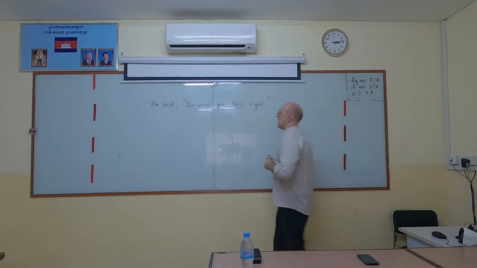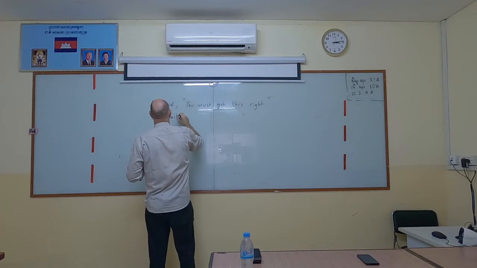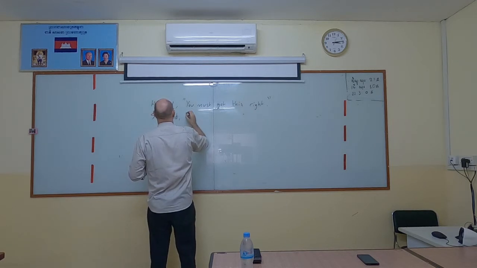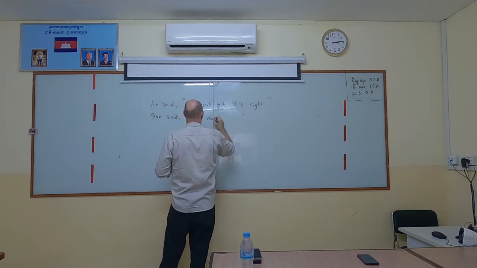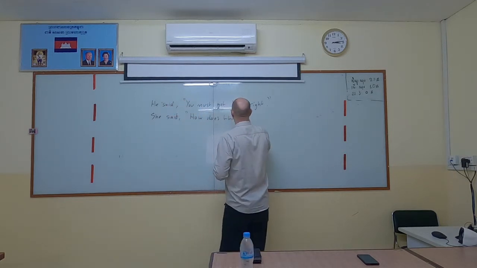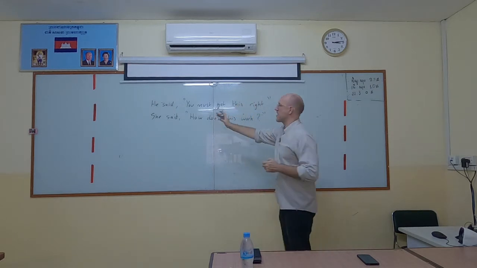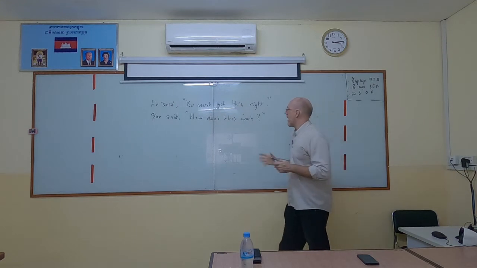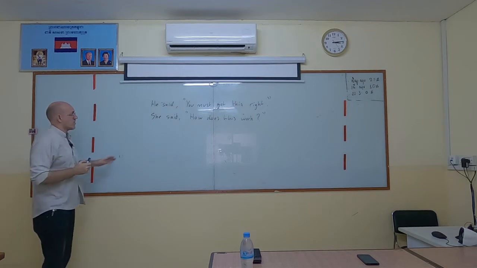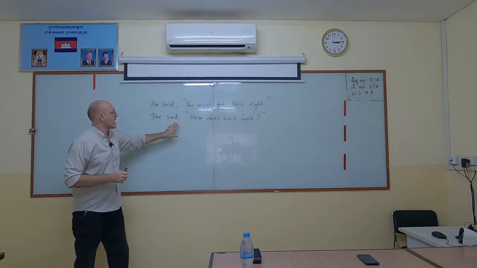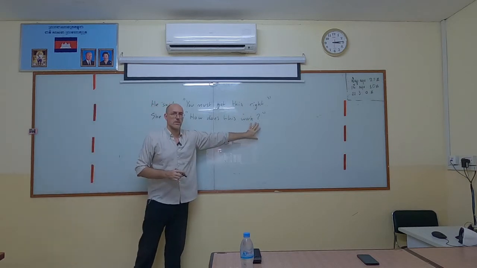The exceptions to that are, she said, how does this work? Okay, so there's a question. She said, how does this work? We would normally say she asked, but she said is perfectly grammatically correct as well. She said, how does this work? Now we see again a comma here because we're breaking the sentence. How does this work? And it ends with a question mark.